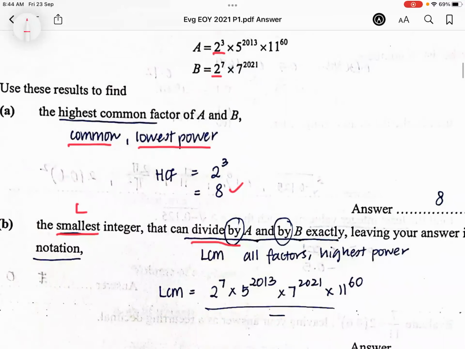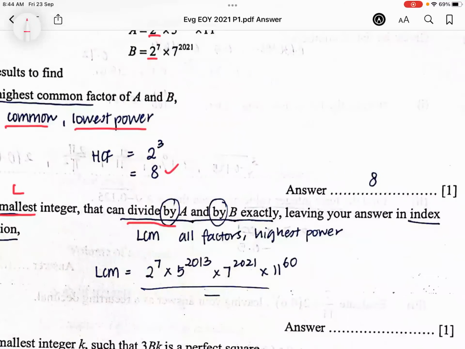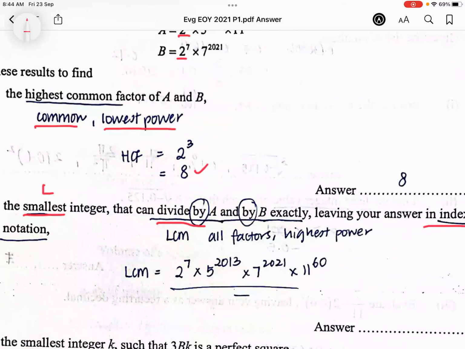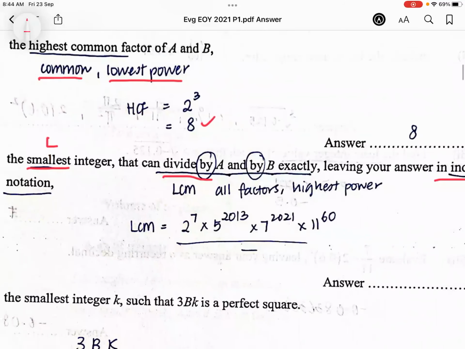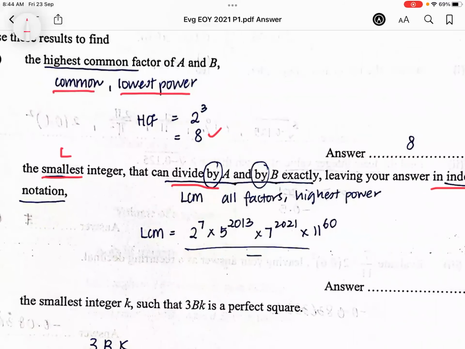Not only that, the question did say leaving your answer in index notation. So they want it in power form. So this should be your final answer. Okay, I think most of you will be able to do this question, no problem.